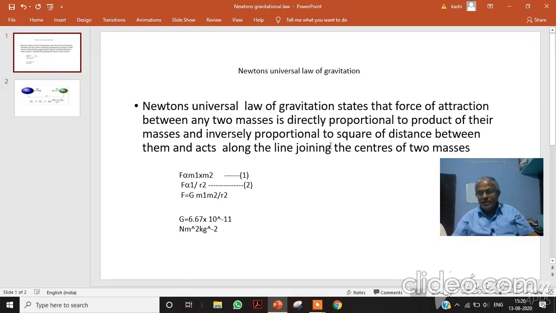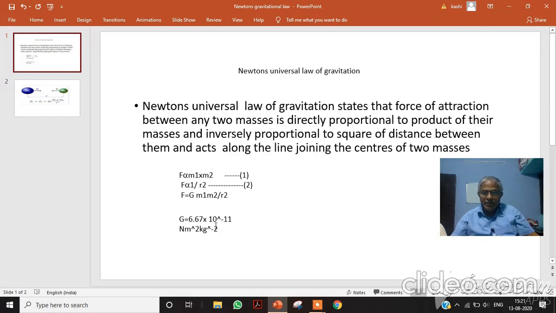r square. To remove the proportionality, we have to take one constant. That constant is capital G. So we get F is equal to G into m1 m2 by r square. And capital G is called the universal gravitational constant. That is a constant. Its value is G is equal to 6.67 into 10 to the power of minus 11.